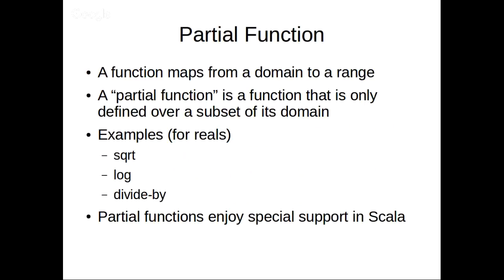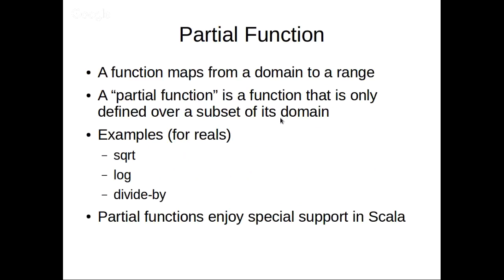Some elements of that. Okay, so a partial function is a function from a domain to a range. So it might be a function that, for example, maps ints to doubles, or it might map strings to ints by looking them up in a dictionary, or strings to doubles by taking their square root, or by converting them to the reciprocal or what have you. So a function in general maps from a domain to a range, and a partial function is a function that's only defined over a subset of its domain.